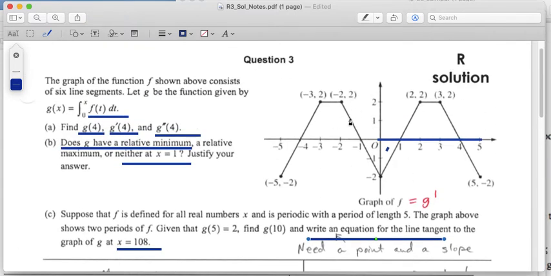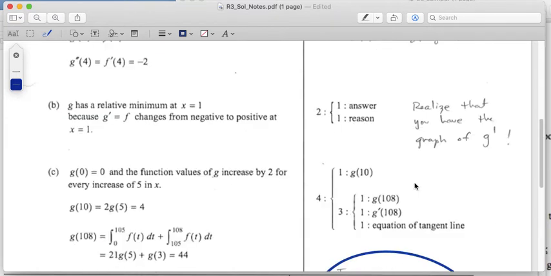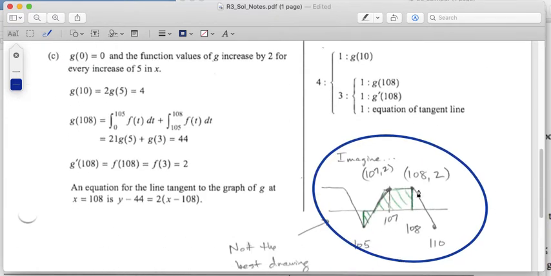Don't forget, what's this the graph of? This is the graph of g prime. So returning to this, I want g prime of 108. Well, I can read that right off the graph. G prime of 108 is just simply 2. Now, what about g of 108? What about all of the area up to there from 0? That's what I have to find.